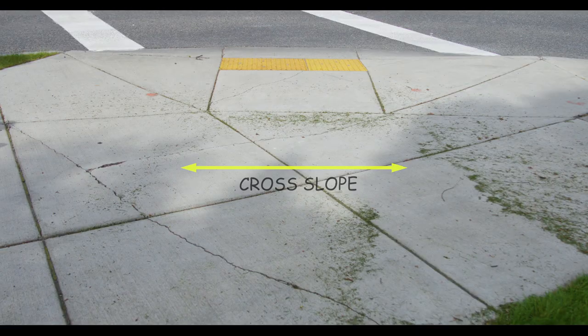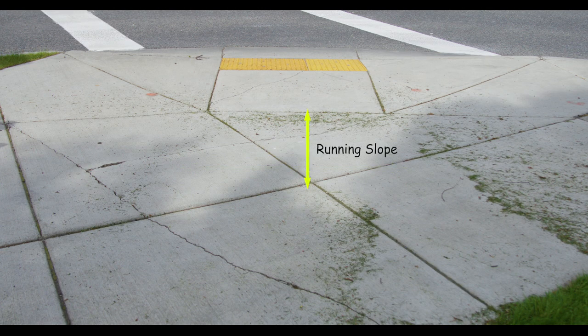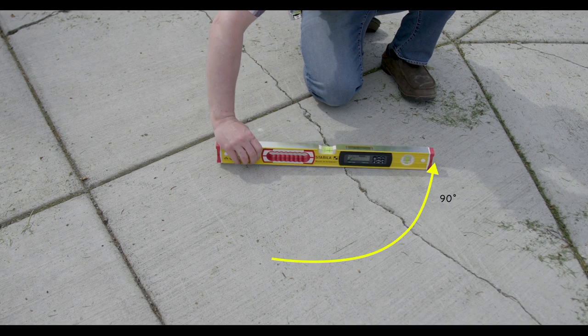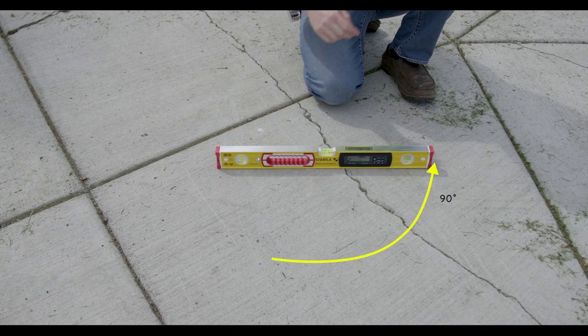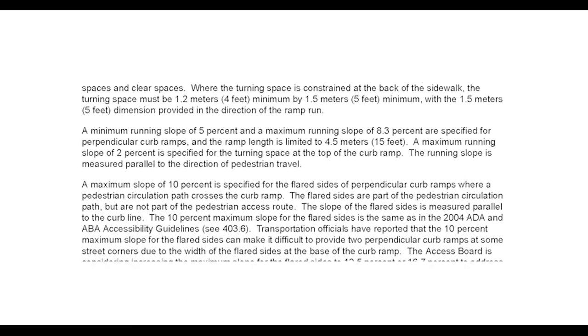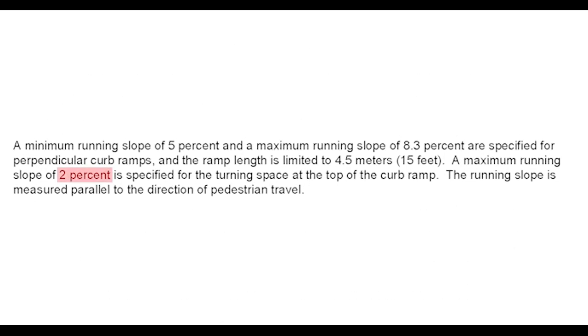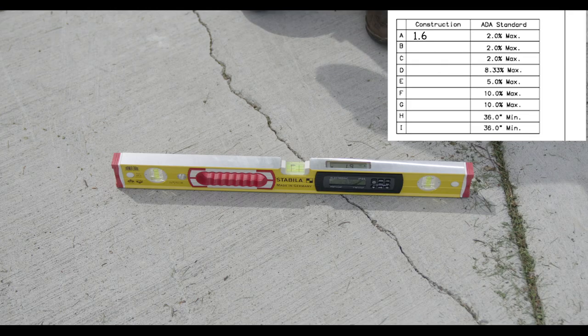Next, take the landing's running slope. The running slope is always perpendicular to the cross slope. Take the level and rotate it 90 degrees. Both PROWAG and ADAG agree that the running slope for a landing can be no greater than 2%. Record the running slope in row B of the data sheet.